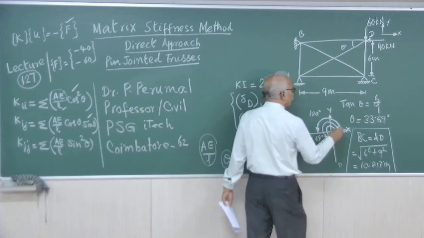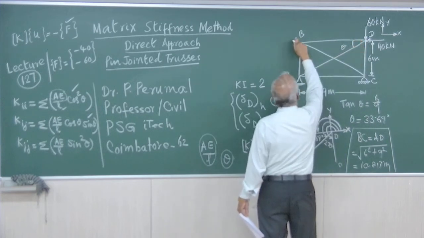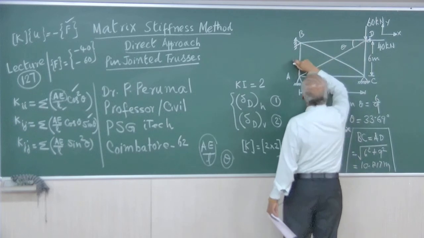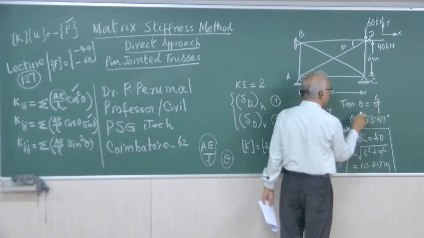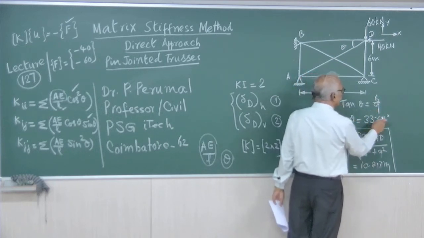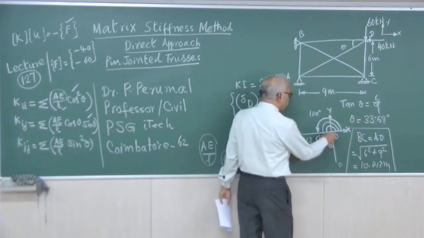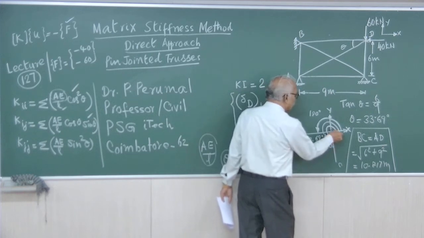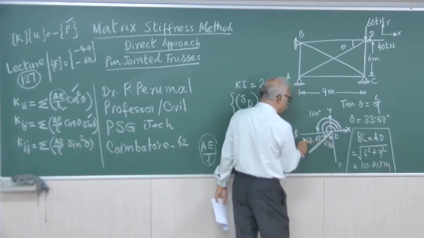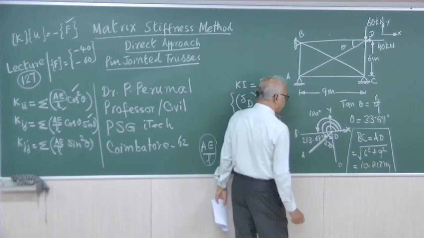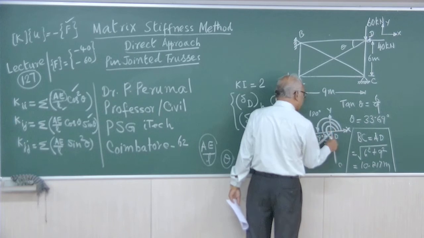This value, if this is considered as theta, opposite side is 6 meters, adjacent side is 9 meters. So, 6 by 9 equal to tan theta. So, theta equal to 33.69 degrees. Therefore, the angle to the member DA will be from the origin 180 plus 33.69, namely 213.69. And for the member DC, from here it is 270 degrees.